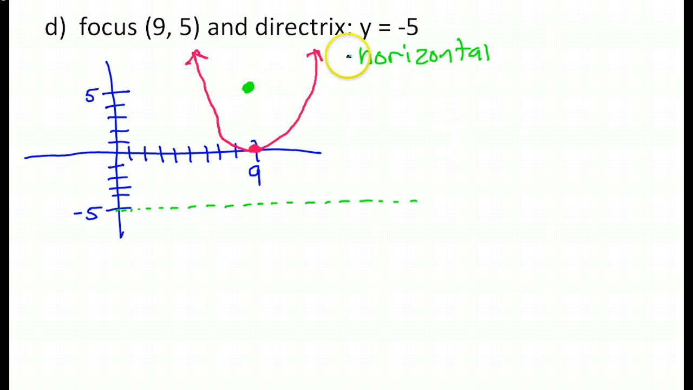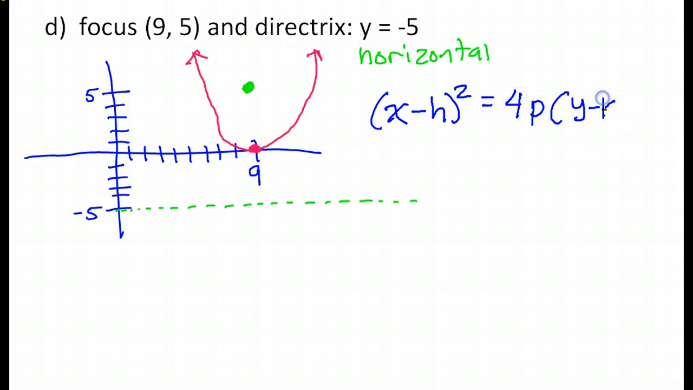So it is up. Okay, just like the last problem, because it is up, that tells me to use the x squared version of the equation. So x minus h squared is equal to 4p times y minus k, not squared. Now, the coordinates of the vertex here are 9, 0. So that means that this h value is 9 and this k value is 0.